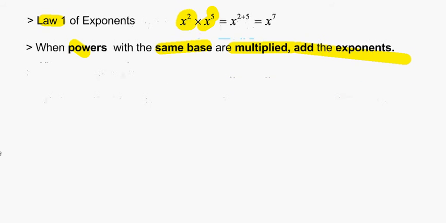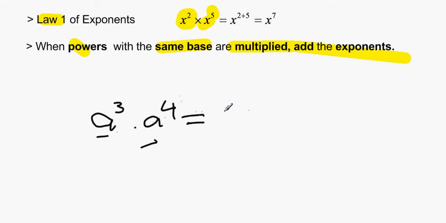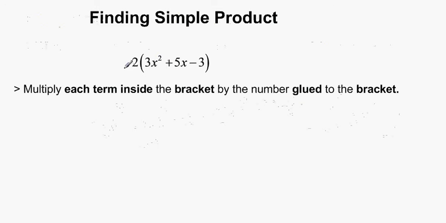Let's say we had x to the power of 4... that's a bad example. Let's say we had a to the power of 3 times a to the power of 4. Now, because of the law of exponents, and the bases a are the same, we'll have to add the exponents, so that would be a to the power of 3 plus 4, which then becomes a to the power of 7.